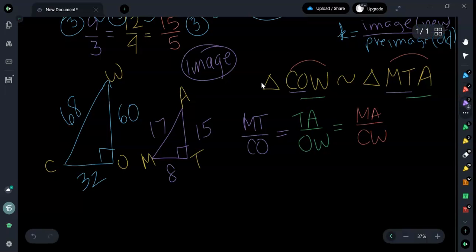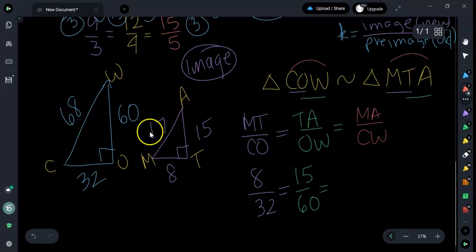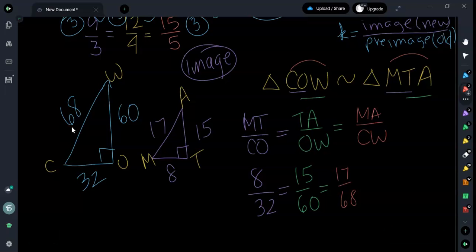So let's look at MT over CO. MT is 8, CO is 32. So 8 over 32 should be the same as TA, which is 15, over OW, which is 60. And that should be the same as MA, which is 17, over CW, which is 68. So you can see now that these are going to be less than 1. And you know that the figure got smaller. Well, let's reduce these and see what we get.